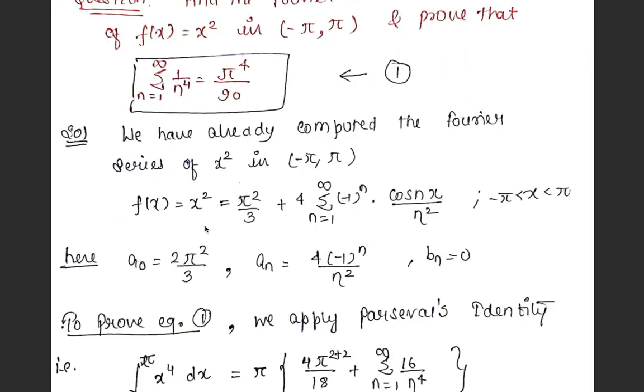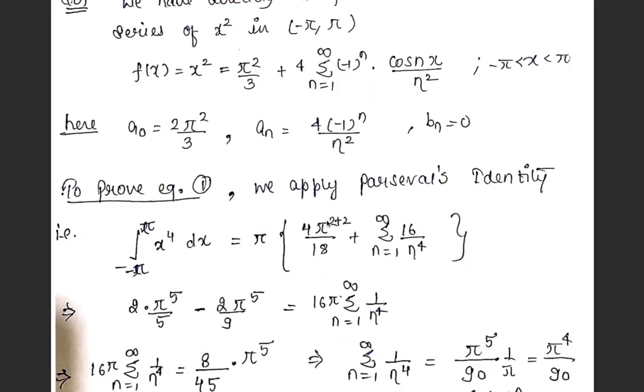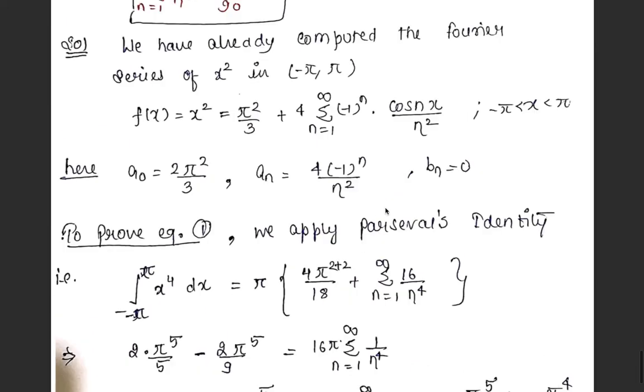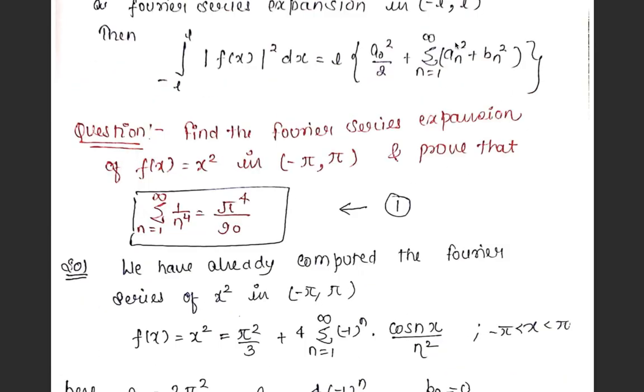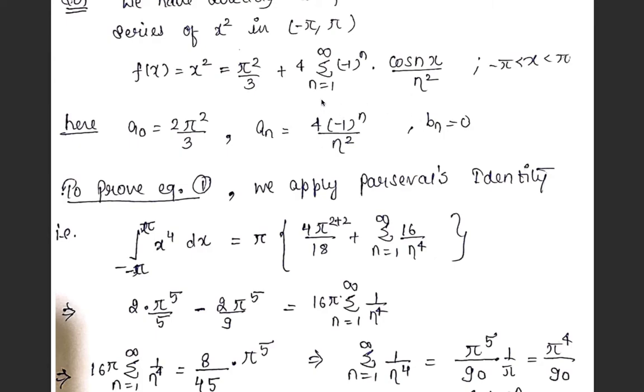a0 is 2 pi square by 3. So a0 square by 2 becomes 4 pi to the power 4 divided by 18 plus summation n from 1 to infinity an square plus bn square. bn is 0, so we are left with an square. And an is this term. So after squaring it, we get 16 by n to the power 4.